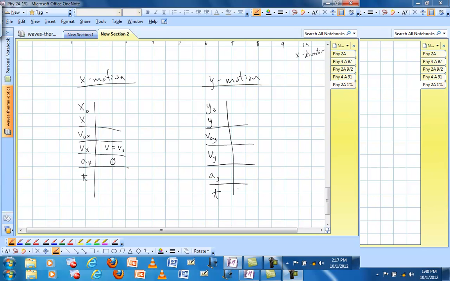And you view them completely independently, except there's one thing that you can use to connect the two. Those times have to be the same. It can't take longer for the object to get to its landing place in the x direction than it takes in the y direction. When the object gets to that landing spot, both the x and the y are there simultaneously. So the time has to be the same.